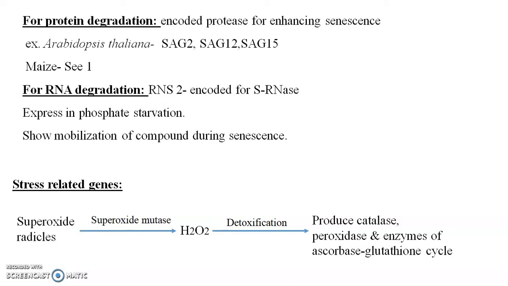Stress-related gene, superoxide radicals, superoxide dismutase की प्रेजेंस में H2O2 की फॉर्मेशन करता है, which cause detoxification, and produce catalase, peroxidase, and enzyme of ascorbate glutathione cycles.